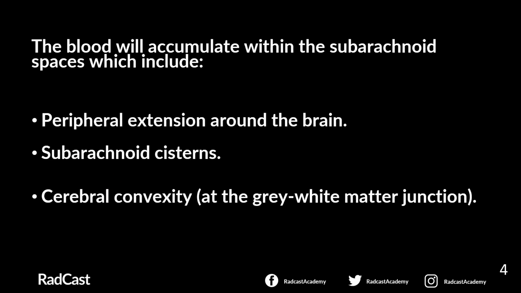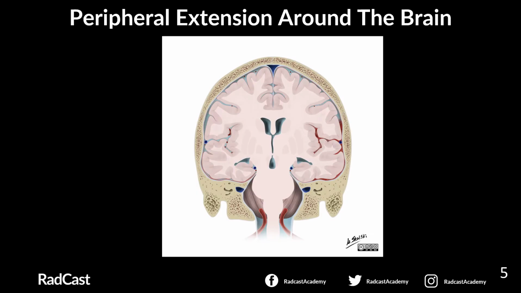Where does the blood accumulate? In subarachnoid hemorrhage, you will see blood accumulates in peripheral extension around the surface of the brain, in subarachnoid cisterns, also cerebral convexity or cortex, which means you will see blood at the gray-white matter junction within the cortex. In subarachnoid hemorrhage, you could find one or more of these sites in one patient.